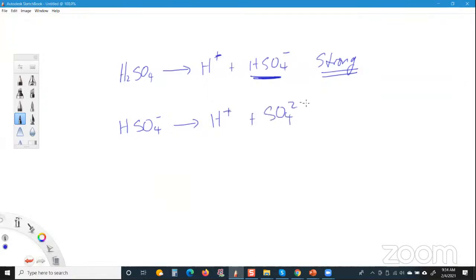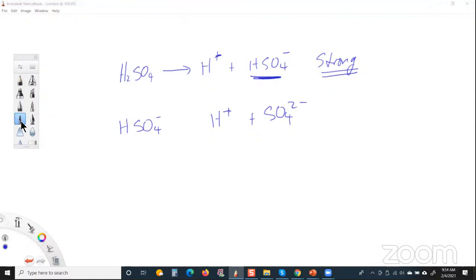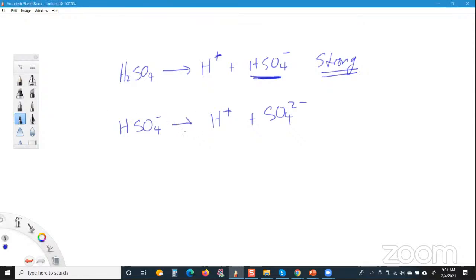But unlike the first step, the second step is not a strong dissociation, so I need to replace that arrow with the reversible arrows like this. This dissociation is weak. So that's what happens in the case of sulfuric acid. The first dissociation is very strong and produces these ions in high abundance, relatively speaking. But in the second step, the concentrations resulting from that dissociation are very small.